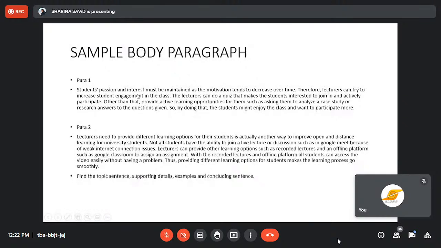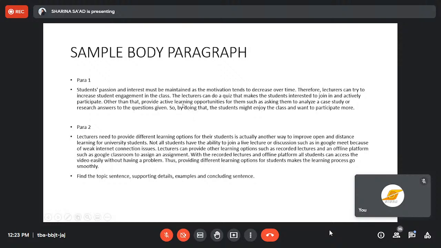Okay, student passion and interest must be maintained as the motivation tends to decrease over time. And then lecturers can try to increase student engagement in the class. This is the topic sentence. And then she explained, lecturer can do a quiz that make the student interested to join in and actively participate. Other than that, provide active learning opportunities, such as asking them to analyze a case study or research answers to question given. So, topic sentence, explanation, example. And then, concluding sentence to close the paragraph, the student says, so, by doing that, the student might enjoy the class and want to participate more.